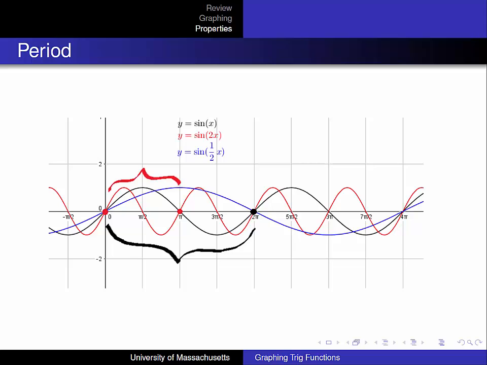So for sine, the period is 2 pi. For sine of 2x, the period is just pi. And for sine of 1/2 x, the period is 4 pi, since it takes until we get to 4 pi for our graph to start repeating itself.